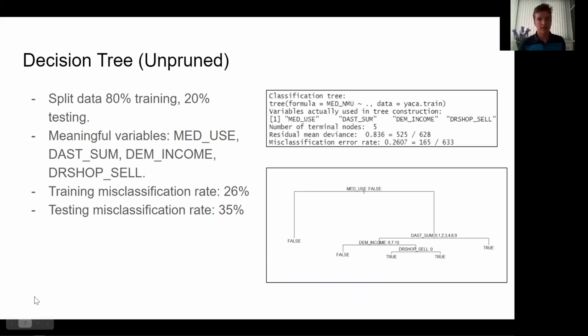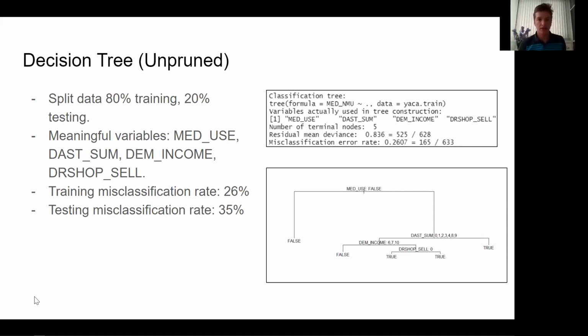We split up our data into an 80% training set and a 20% testing set. And then starting from all of our variables, we narrowed it down to only 4 that were used in the decision tree. And those were the medication use, the DAS summary information, income, and then the history of trying to get a prescription with intent to sell.